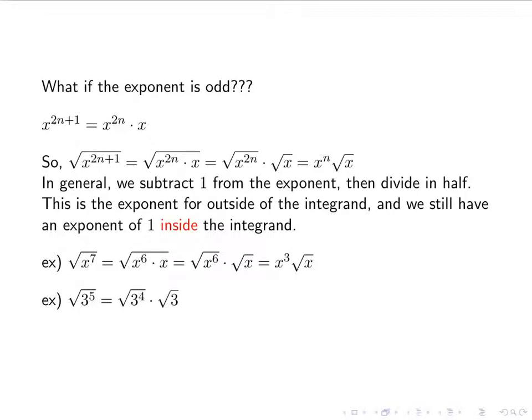My next example, the square root of 3 to the 5th. So again, I'm going to break it down into the square root of 3 to the 4th times the square root of 3. So I've combined these two steps into one. And then I simplify the square root of 3 to the 4th as 3 squared times root 3. And then we know that 3 squared is 9. So the square root of 3 to the 5th is 9 root 3.